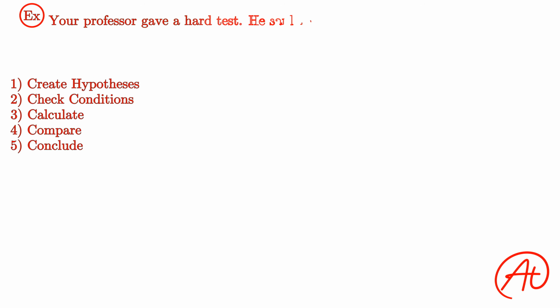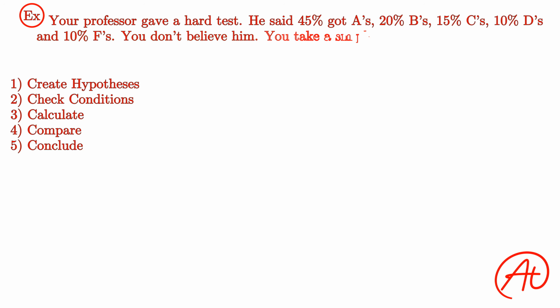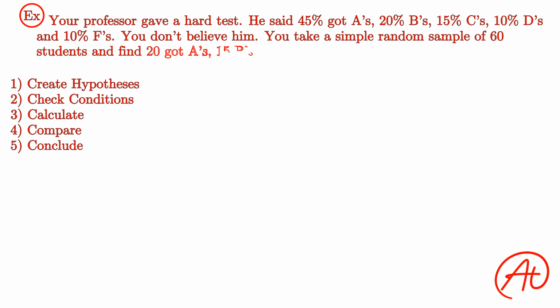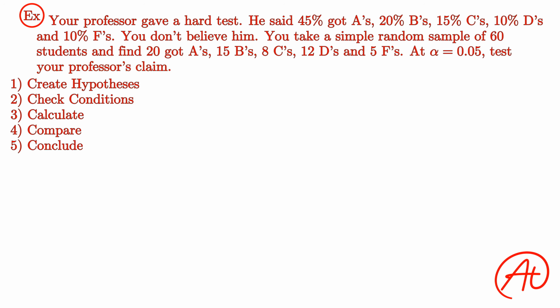Your professor gave your class a really hard test. He said 45% of students got A's, 20% got B's, 15% got C's, 10% D's, and 10% F's. With how hard the test was, you don't believe him. You take a simple random sample of 60 students in your class and find 20 got A's, 15 got B's, 8 got C's, 12 got D's, and 5 got F's. At an alpha value of 0.05, test your professor's claim.